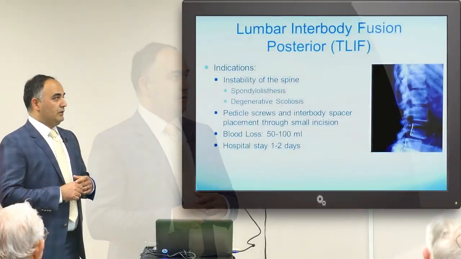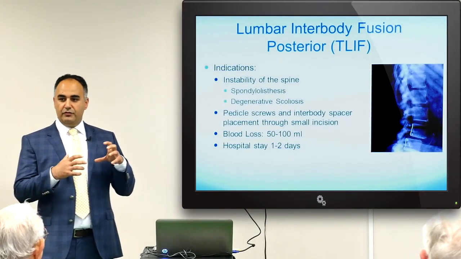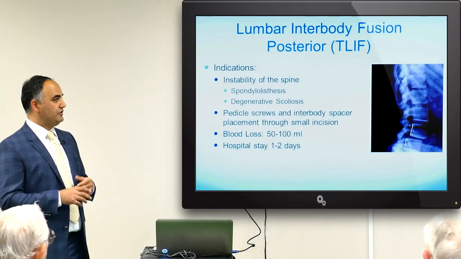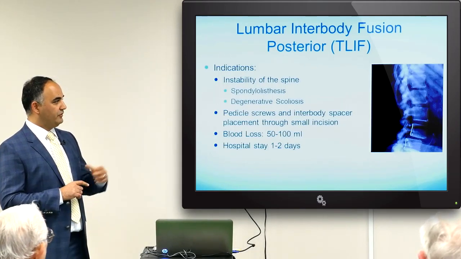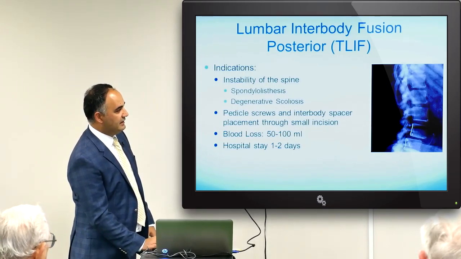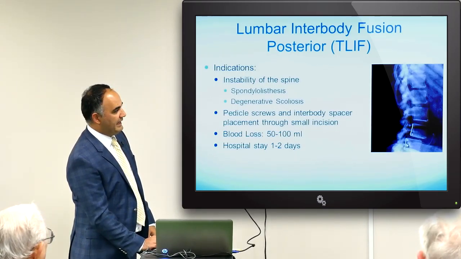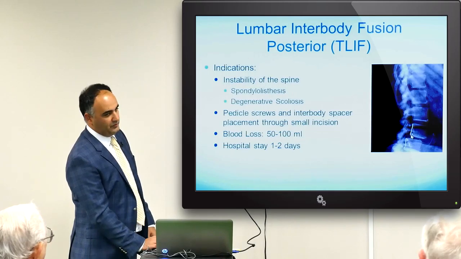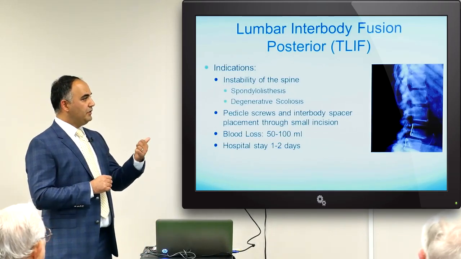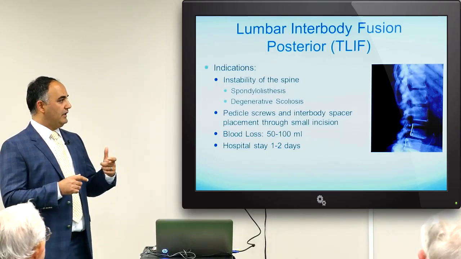So that's just a decompression part. We can also do fusion. So when people have instability of their spine, they require a fusion surgery. So for degenerative scoliosis or that slippage of the bone we talked about, you can see here on this x-ray that the back of this bone and the back of that bone don't line up. It's shifted forward, okay?